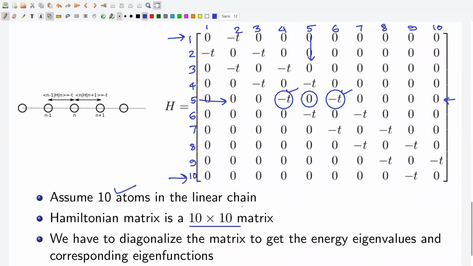The first atom has only one neighbor, the second atom, because the first atom is located at one edge of the chain. Similarly, the last atom has only one neighbor, because the last atom is located at one edge of the chain. Thus, we have a 10 cross 10 Hamiltonian matrix. We have to diagonalize the matrix to get the energy eigenvalues and corresponding eigenfunctions.